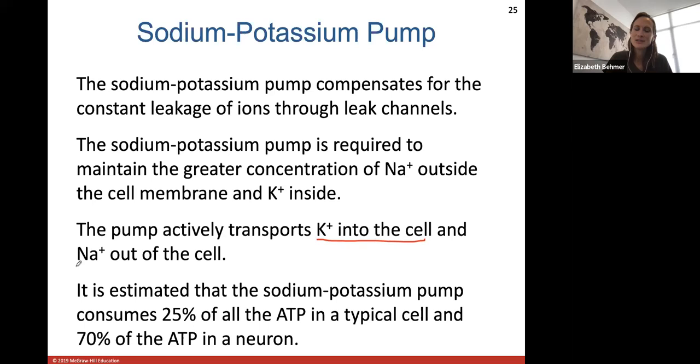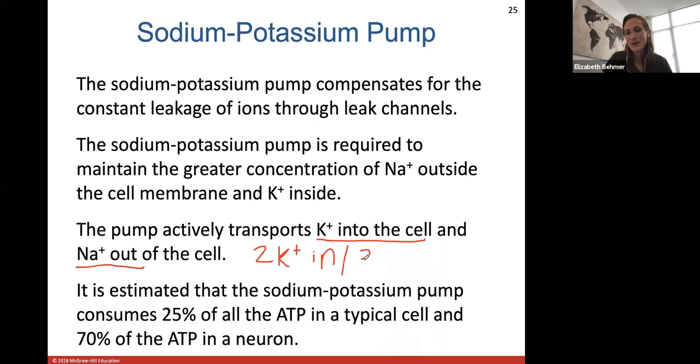And it always transports 2 potassium in. So I'm just going to write 2K in. And 3 sodium out. And I'm sorry, my writing is just terrible here.